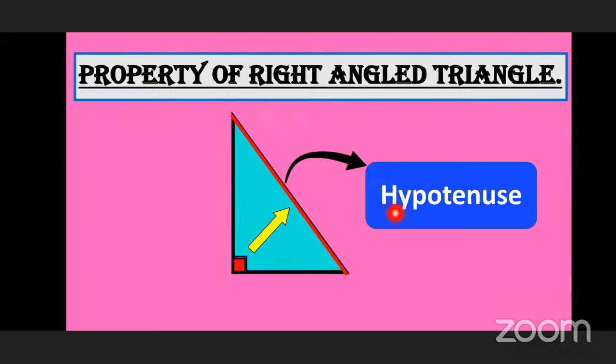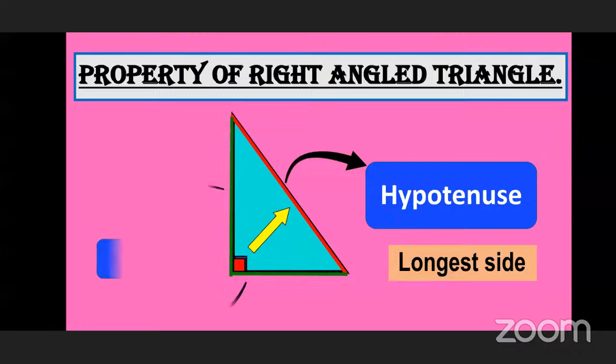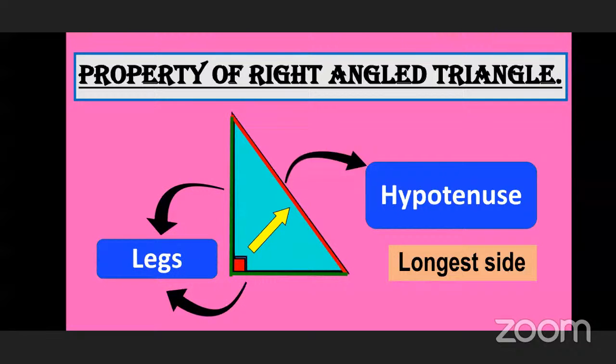Okay, and hypotenuse is the longest side of the triangle. Hypotenuse is the longest side. And see, there are other two sides also. So the sides of the triangle have special names. One name we have seen is hypotenuse. And the other two sides of the right angle triangle are known as legs.